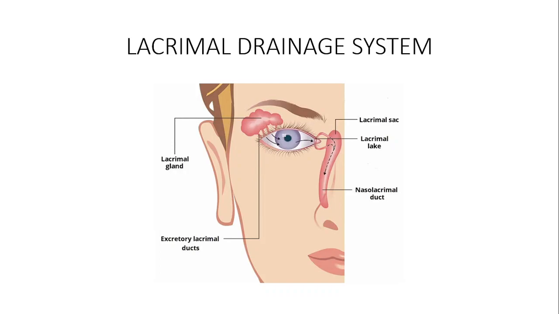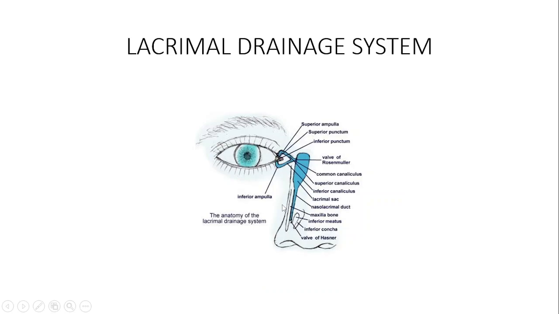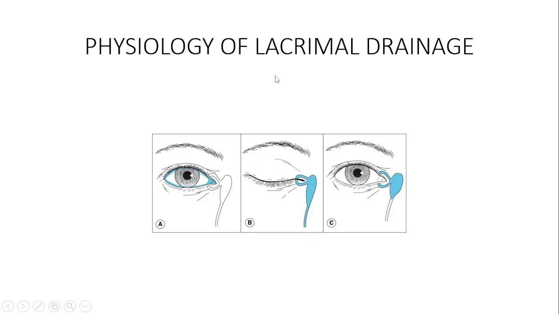So, ladies and gentlemen, having talked about the anatomical structures which produce and help the passage of tears, be it on the ocular surface or through the canalicular system, to be absorbed into the nasal mucosa, let's talk about the physiology of the lacrimal drainage system.